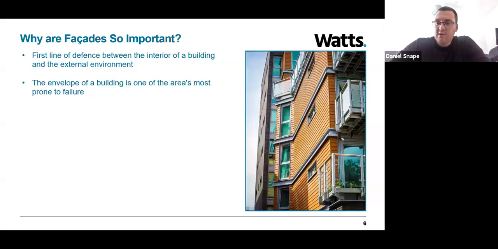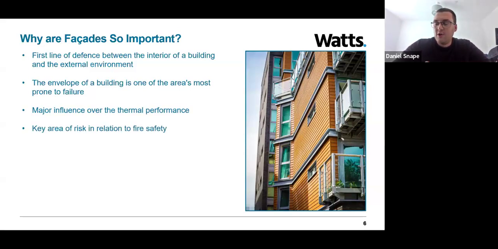Facades are also one of the areas of a building which is most prone to failure. So they must constantly withstand the effects of the external environment, and they're subject to movement throughout their lifespan. Another important factor is that facades have a major influence over the thermal performance of a building. So they can contribute significantly towards a building's EPC rating, and they're often designed to help achieve sustainability targets.